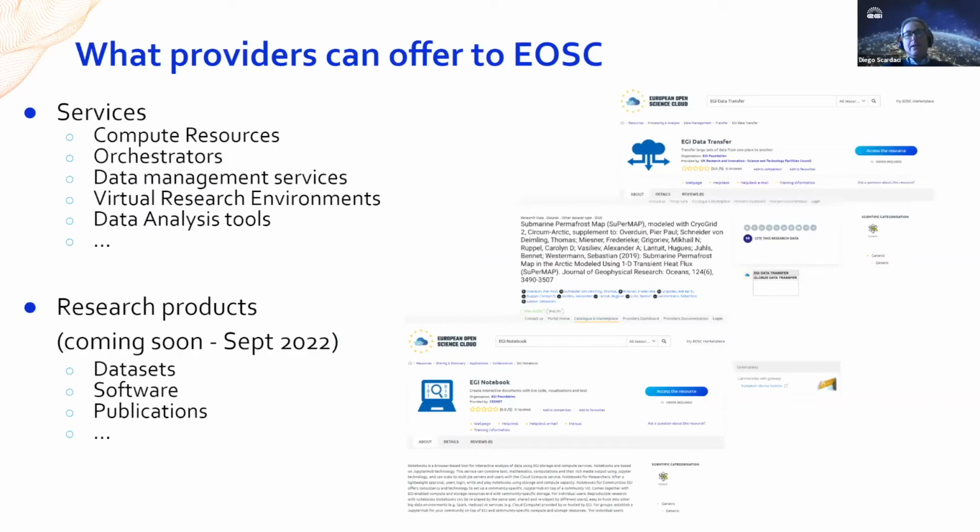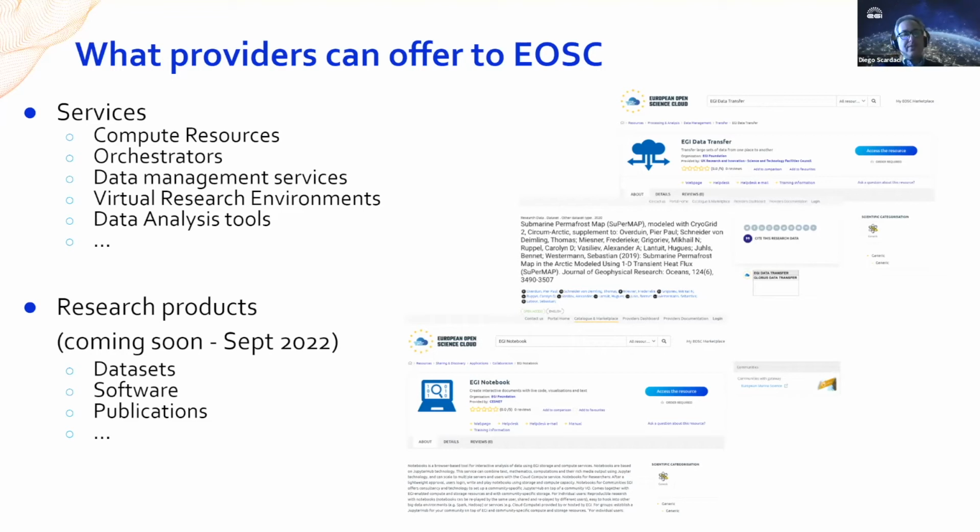Now, going a bit more into detail on what the provider can offer to EOSC. As I said, we have services and research products. Currently, the EOSC marketplace is only offering services that may be horizontal services like compute resources, storage, orchestrators, data management services, but can also be services focused on specific scientific disciplines like data analysis tools, virtual research environments, and so on.